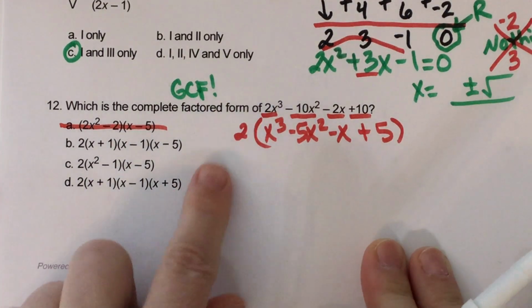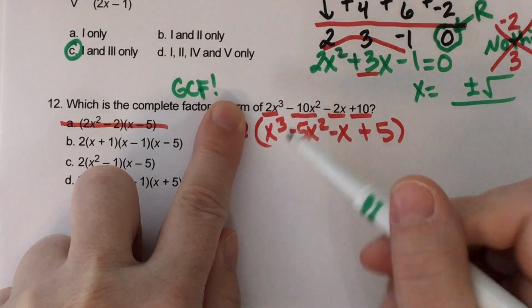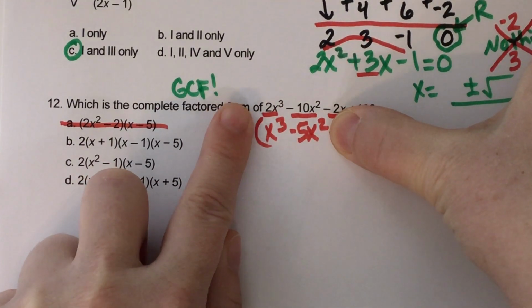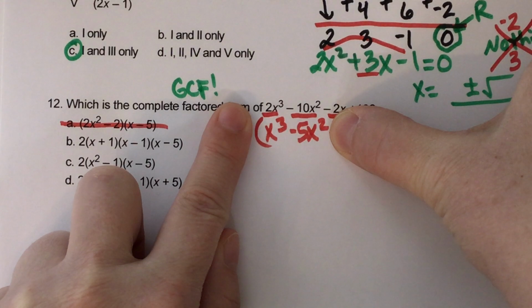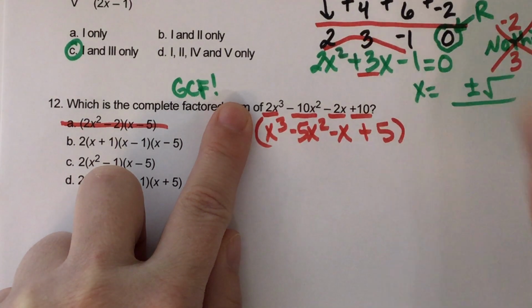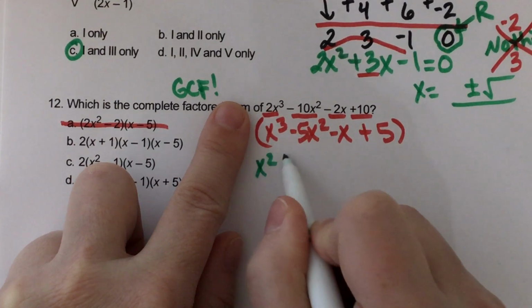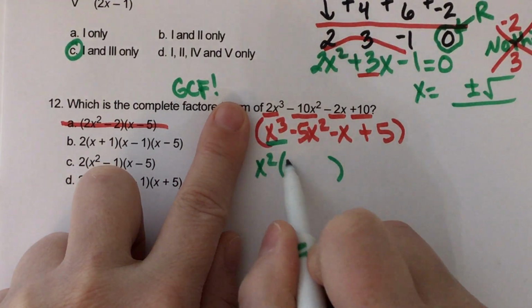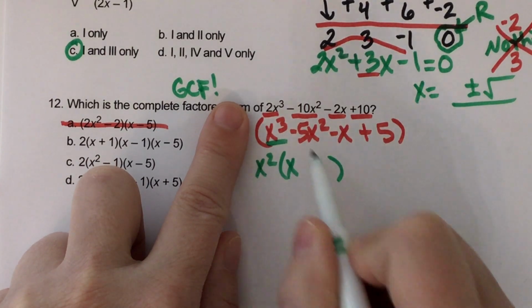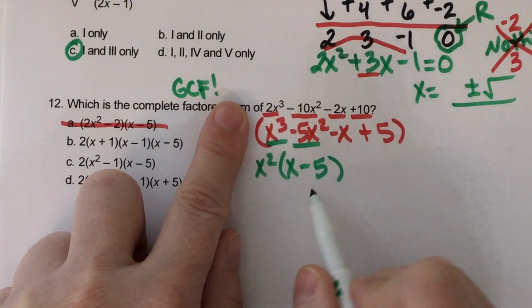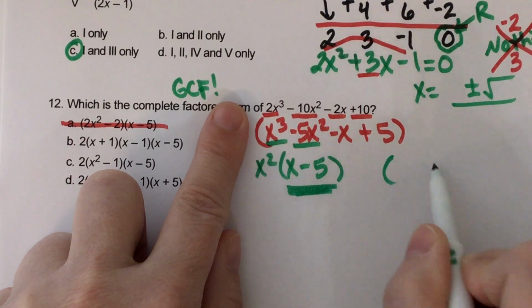Okay, so now I'm going to ignore this GCF. I've got 4 terms, 1, 2, 3, 4, so I'm going to factor by grouping. So grouping together the front 2, what's the GCF to the front 2? X squared. They both have 2 x's. Okay, x squared times what is x cubed? X. X squared times what is negative 5x squared? Negative 5. Remember, whatever you write here, you get a copy over here.